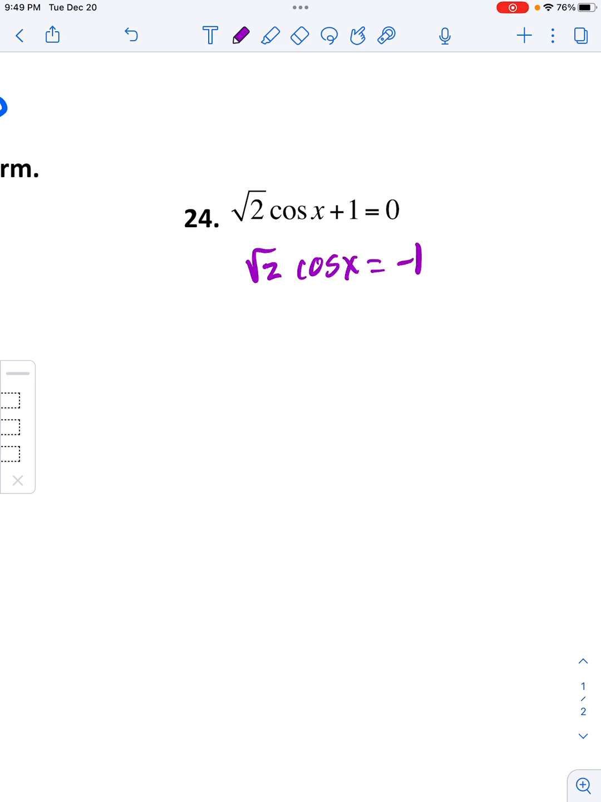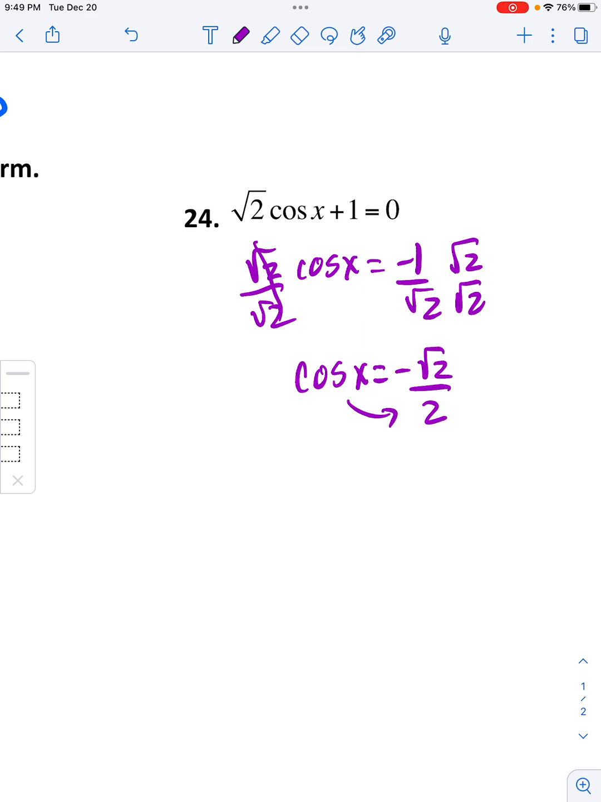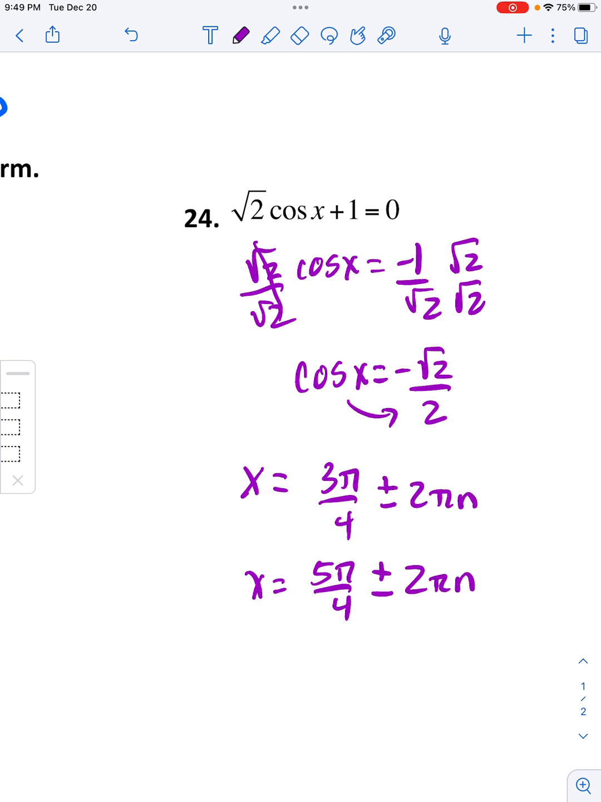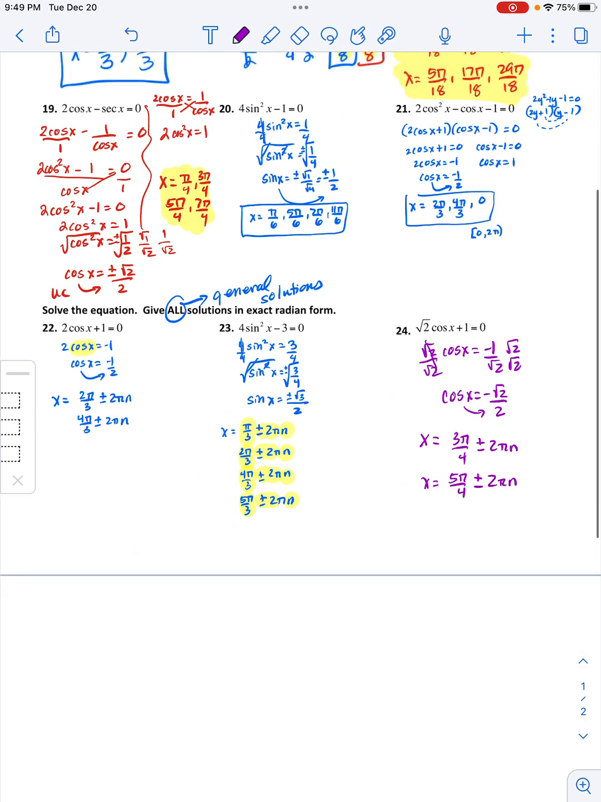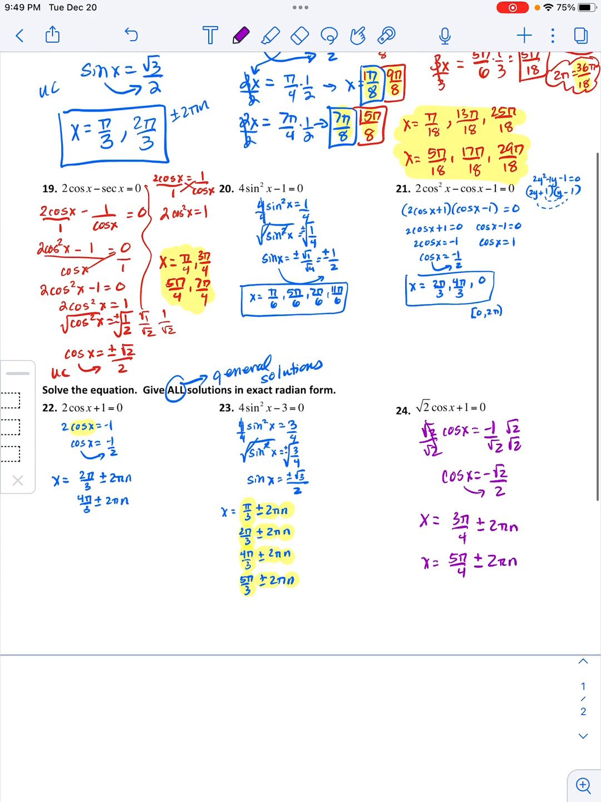Now I'm going to divide by that root 2. That's going to force me to do some rationalizing. Boo. But good thing I'm good at that, right? Or you are at least. Negative root 2 over 2. It's unit circle time. Okay, well, that happens at 3 pi fourths and 5 pi fourths. General solution, so plus or minus 2 pi n. And again, it's cosine. If it was tangent or cotangent, I would be adding or subtracting pi n.